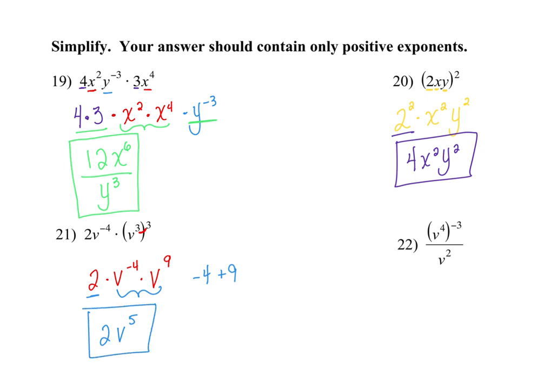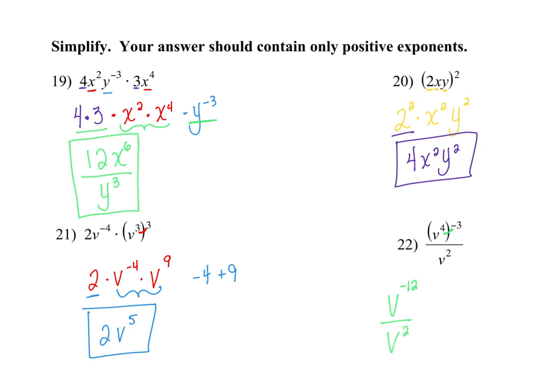I'm going to show you a couple ways to do this next one, okay? First of all, we always want to simplify the numerator as much as we can and then the denominator as much as we can before we do anything from top to bottom, all right? So first, I have a power to a power here. 4 times negative 3 is negative 12, and the bottom is squared.